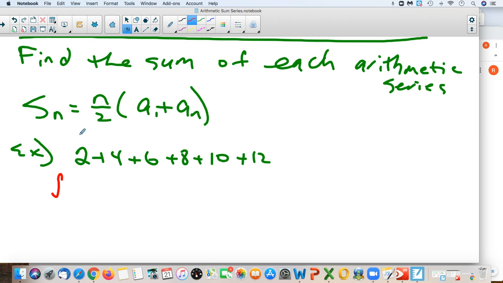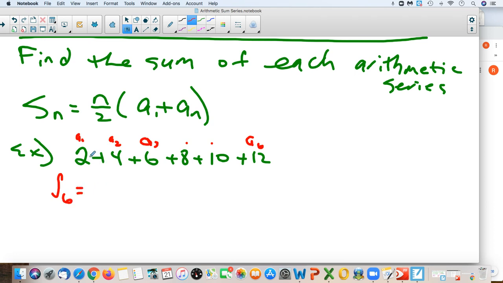So we'll find the sum of how many terms. Now be careful. This is the first term in the sequence. This is the second term in the sequence. This is the third term in the sequence. Fourth, fifth, sixth. This is the sixth term in the sequence. So we're going to find the sum of 6 terms.